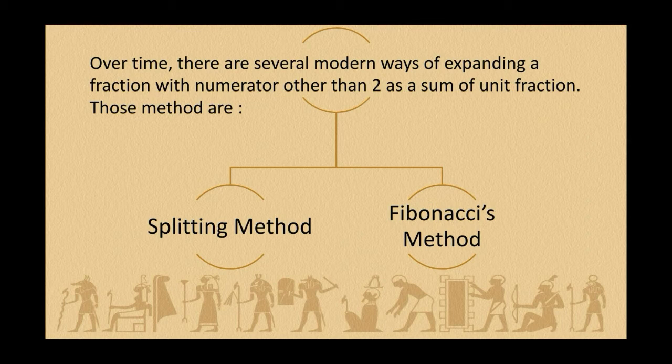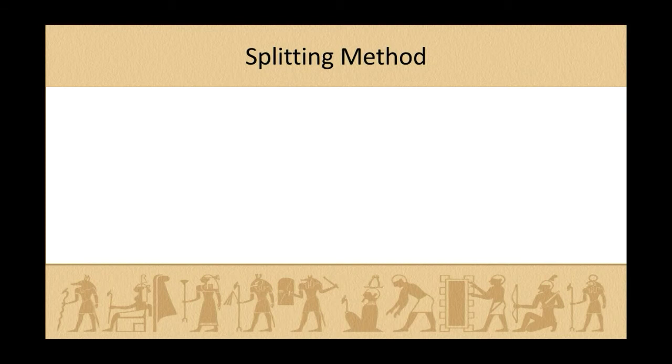Over time, there are several modern ways of expanding a fraction with numerator other than 2 as a sum of unit fractions. Those methods are the splitting method and Fibonacci's method. Okay, first, the splitting method. This method breaks the fraction into a sum of several unit fractions. The formula is, as you can see on my presentation.